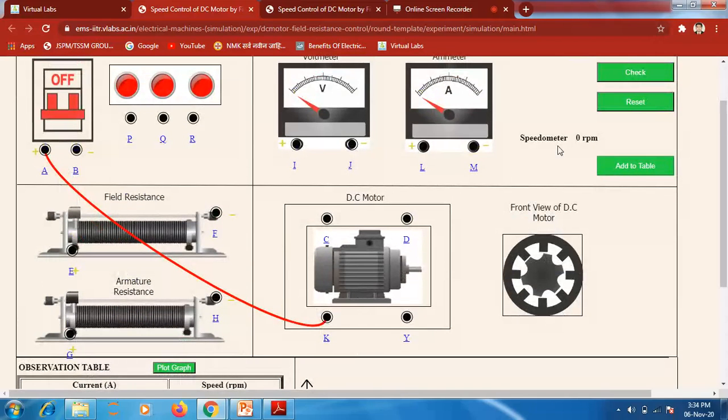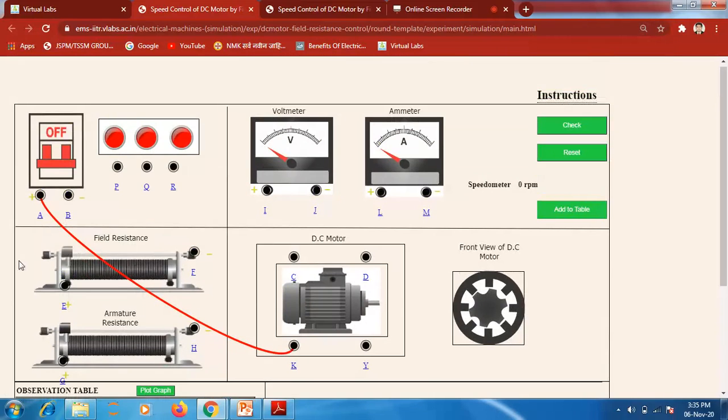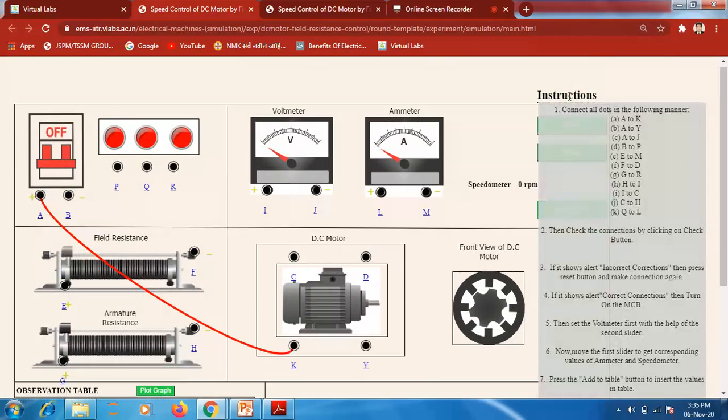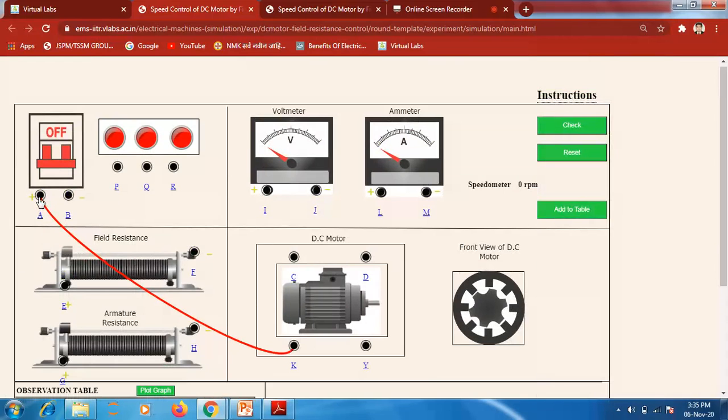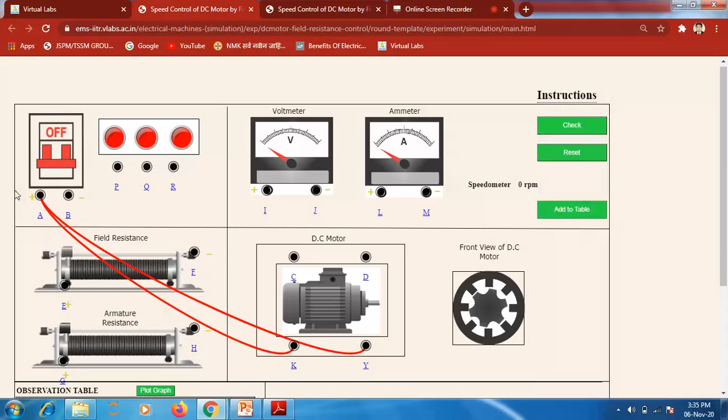So, A is connected to the K. Next one, A is connected to the Y. Again, from A is connected to the Y. Okay. Next one, A is connected to J. A is connected to J over here.